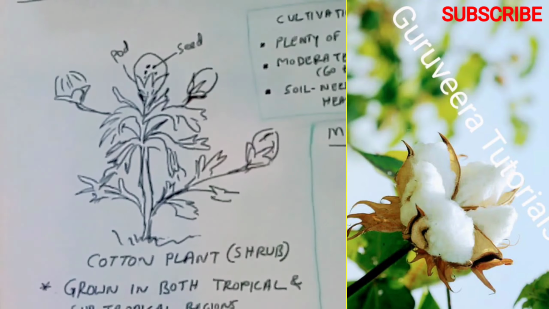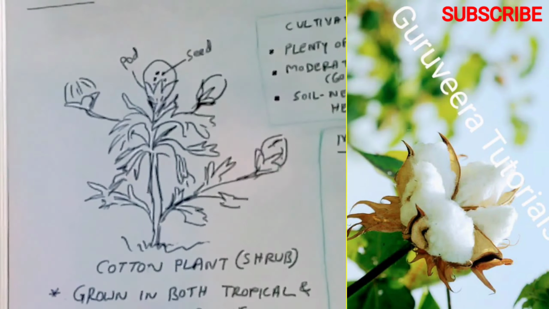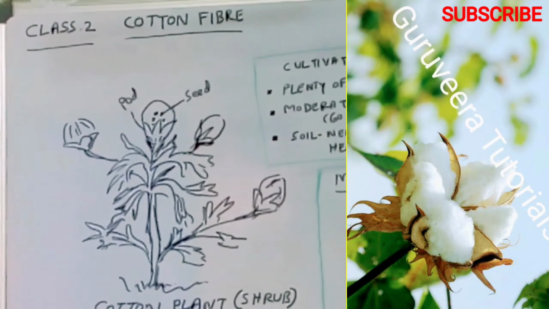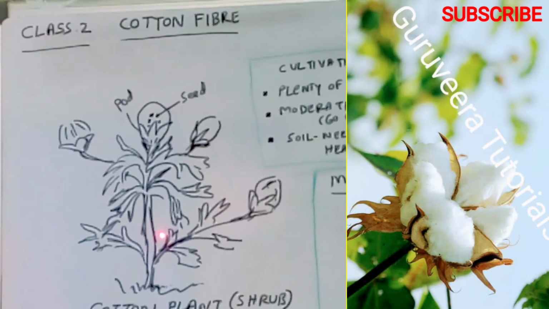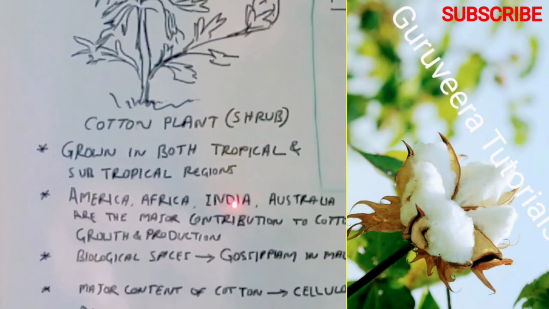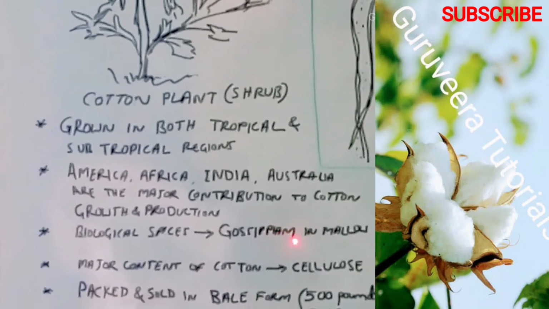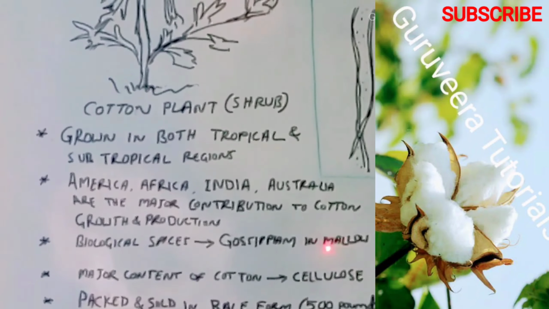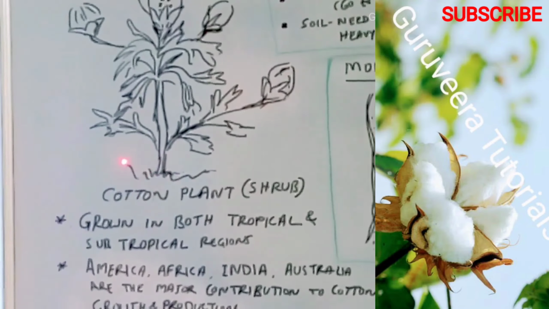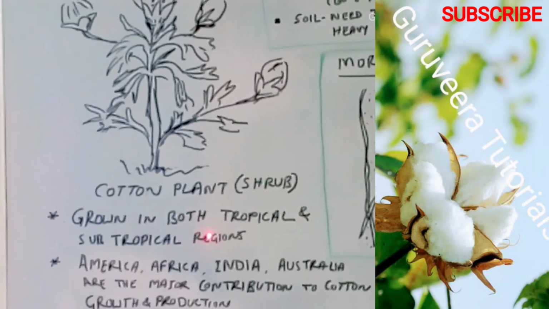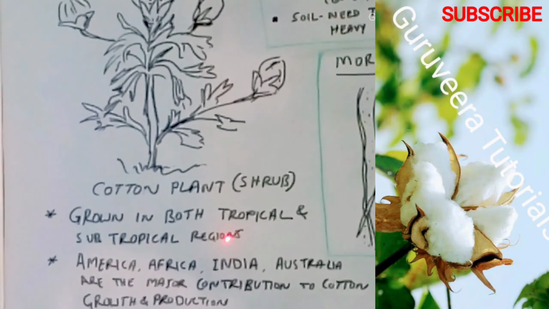Okay, today is the cotton fiber class. Cotton fiber is a natural fiber extracted from the cotton plant, belonging to the biological family Gossypium, under the category Malvaceae. This cotton is grown in the tropical and subtropical regions of the globe.